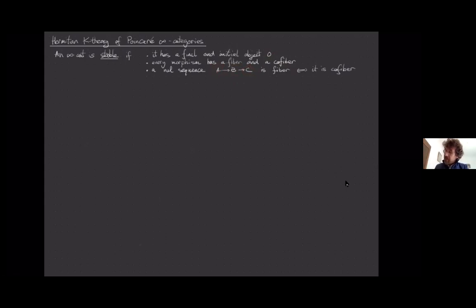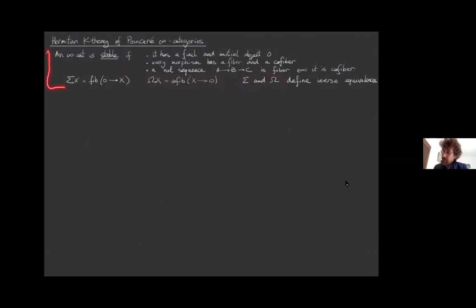Now, this implies lots of interesting properties. So we'll call the suspension the fiber of that map, and the loop the cofiber of that map. Those are essentially unique maps in both cases because it's the 0 object. And the fact that the category is stable tells you that, or you can take this as a definition, and there are various equivalent definitions, but let's say that you have the fact that suspension and loop are inverse equivalences.